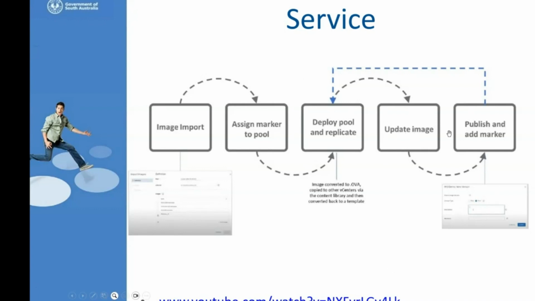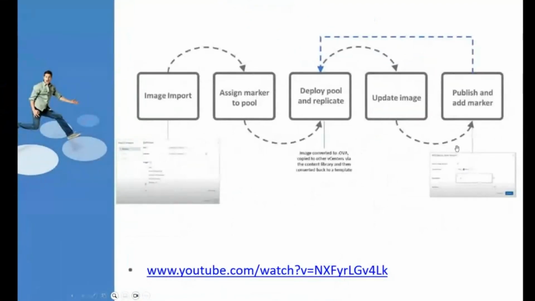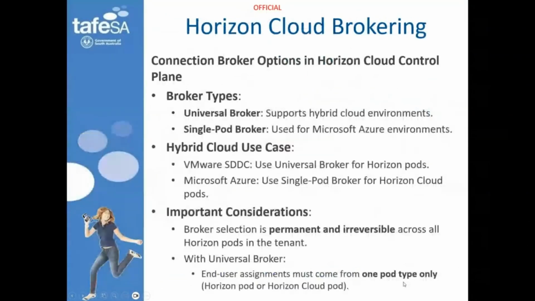And then we can update the image as we need to, because, like I said, once you create it, it's out of date. So you have to update it from time to time, and then we publish it, basically we publish it to make it available. So watch this YouTube video for a more detailed explanation.